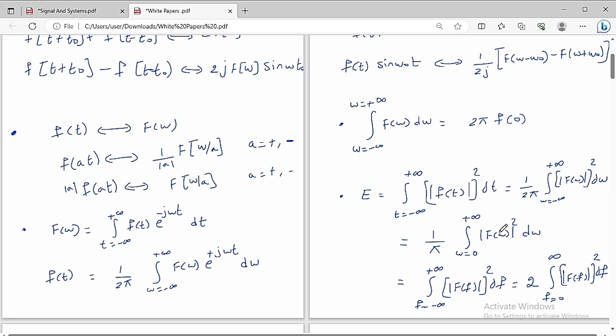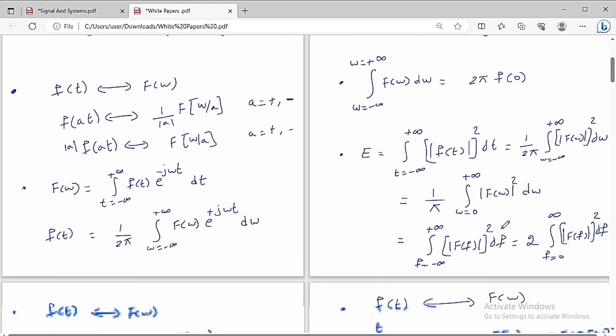Now this is in terms of omega. If we want to write it in terms of frequency f, omega is equal to 2 pi f, so d omega is equal to 2 pi df. Replace d omega by 2 pi df, so the 2 pi cancels. Now omega equal to minus infinity means f equal to minus infinity, and omega equal to plus infinity means f equal to plus infinity, so it becomes the integration of f from minus infinity to plus infinity mod of F whole square df. Since the magnitude spectrum is an even spectrum, it becomes 2 times the integration of f from 0 to infinity mod of F whole square df. These are the different ways of expression.